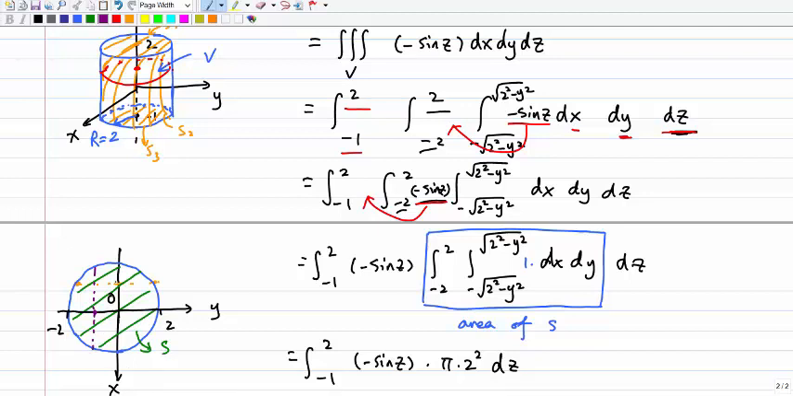Remember, this is the y axis. Don't be confused about it. This is not an x, okay? So this is y, a certain y. What is the lower bound and upper bound for y?